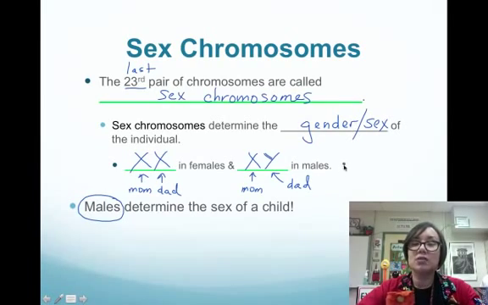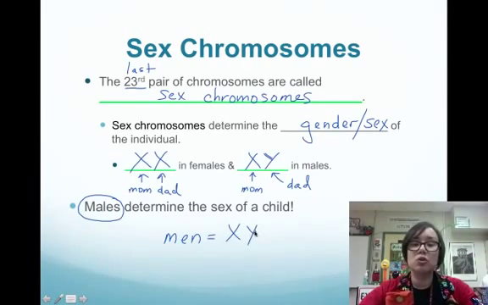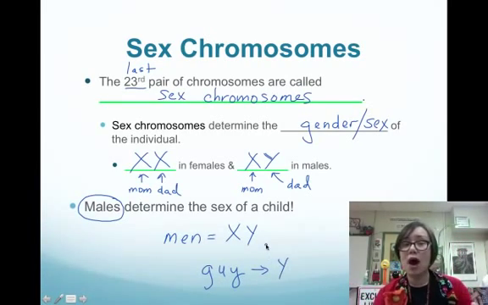An easy mnemonic device to remember that men are always XY, so that you'll know what your sex chromosome pair should be, is to think "guy Y." So guy Y, so you'll never forget your sex chromosome pairs for females and also for males.